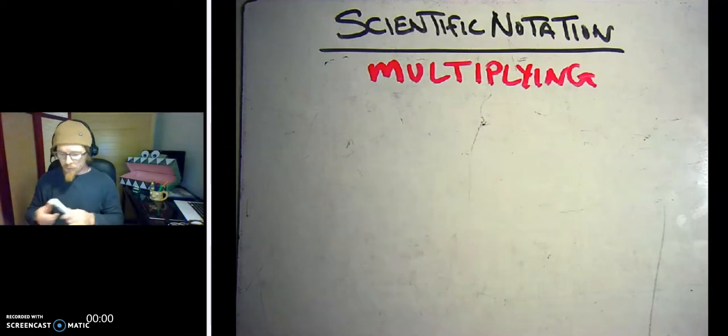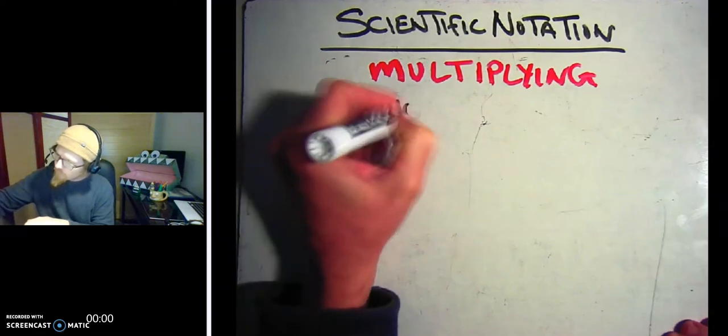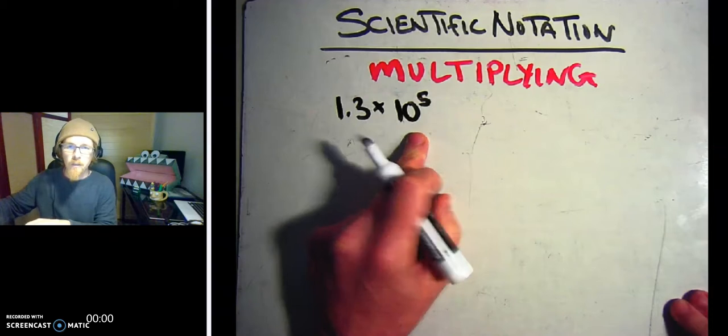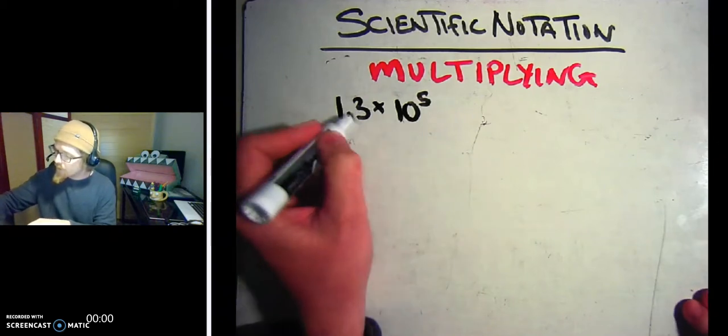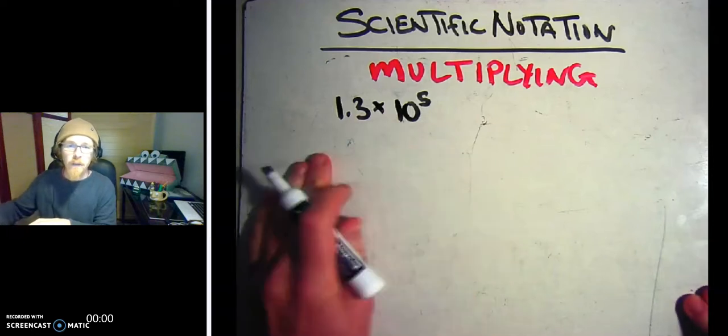Today we're going to look at scientific notation and more specifically how to multiply these numbers together. So let's say for instance that we have a number like 1.3 times 10 to the fifth. This is a number written in scientific notation. It really represents 1, 3, and then you move the decimal 5 places to the right. So this number is very big.